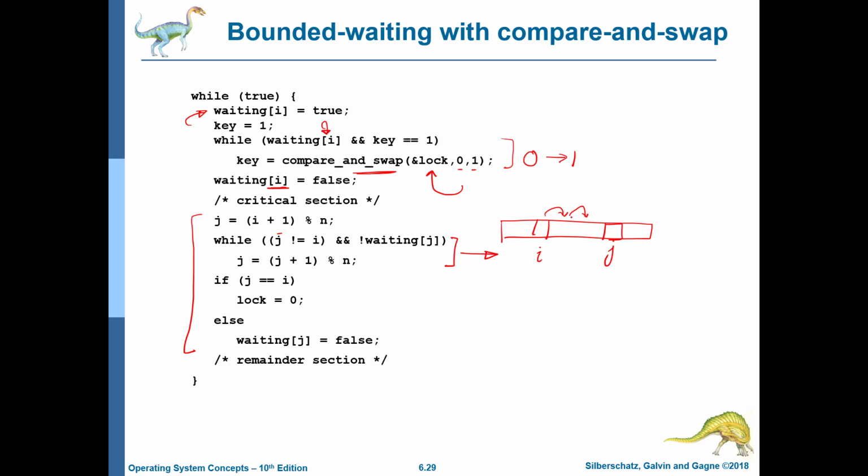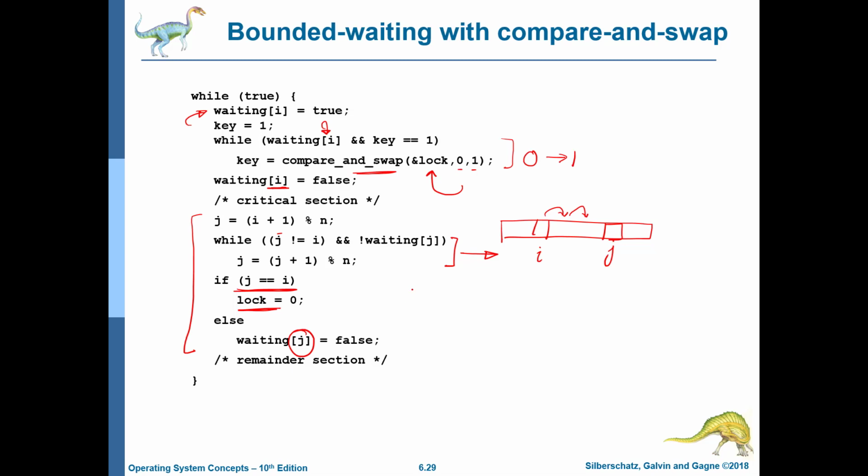And of course, if I don't find a process j, I'll come back to myself and I'll set the lock equal to 0, which means I'll free the lock. Otherwise, what I will do is that I will do my work. That of course I'm not showing, but I will do all the work that I need to do. Then I will set the value of waiting j to false. So this is kind of like passing the token.